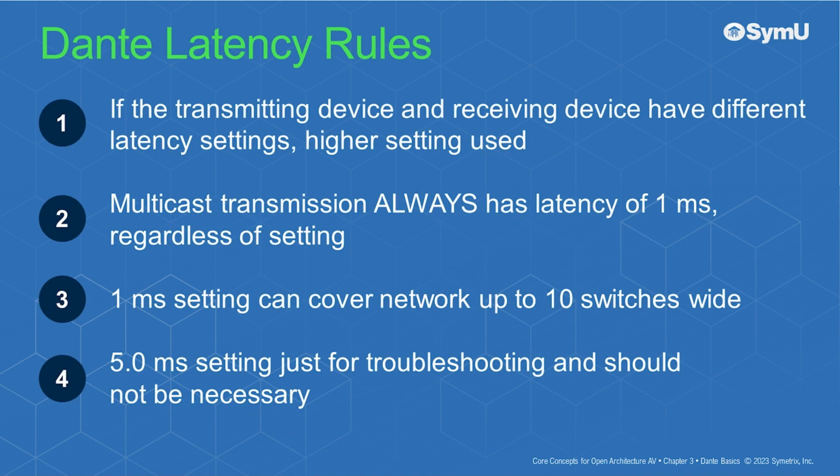1. If the transmitting device and the receiving device have different latency settings, the higher setting is used. 2. Multicast transmission always has latency of 1 millisecond, regardless of the setting. 3. A 1 millisecond setting can cover a network up to 10 switches wide.